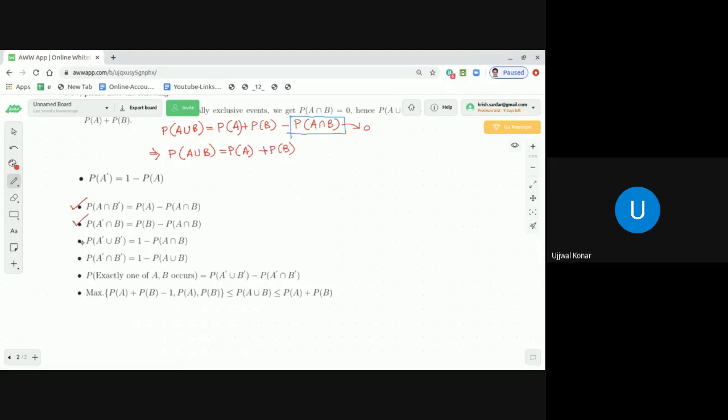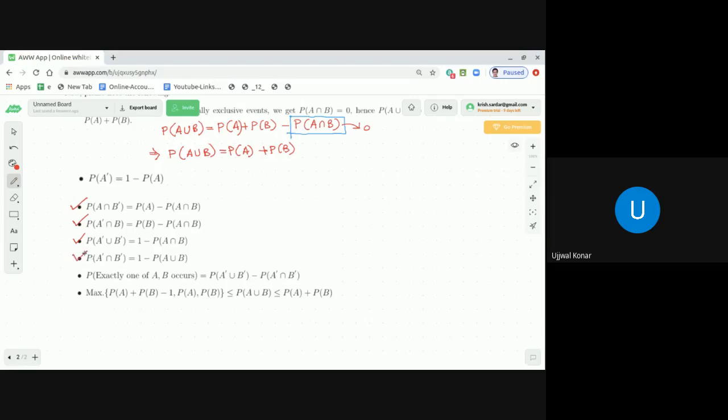The third point is that probability of A complement union B complement is nothing but 1 minus probability of A intersection B. Take care of that. On the left hand side it is union, but on the right hand side it is intersection. I repeat, probability of A complement union B complement is equal to 1 minus probability of A intersection B. The next point, dear students, is that probability of A complement intersection B complement is equal to 1 minus probability of A union B.